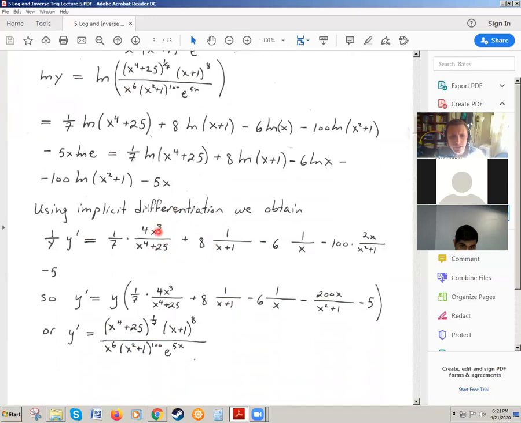So the derivative of the first guy, it's 1/7. Then we have logarithm. Derivative of the logarithm is always 1 divided by what you see in the denominator, right? What you see here, so x to the 4th plus 25. So it's 1 over x to the 4th plus 25 multiplied by chain rule by the derivative of what's inside of ln, which is 4x cubed. Then I'm done with this part. Then the derivative here, it's 8 multiplied by 1 over x plus 1. The derivative of x plus 1 is still 1, so no change.